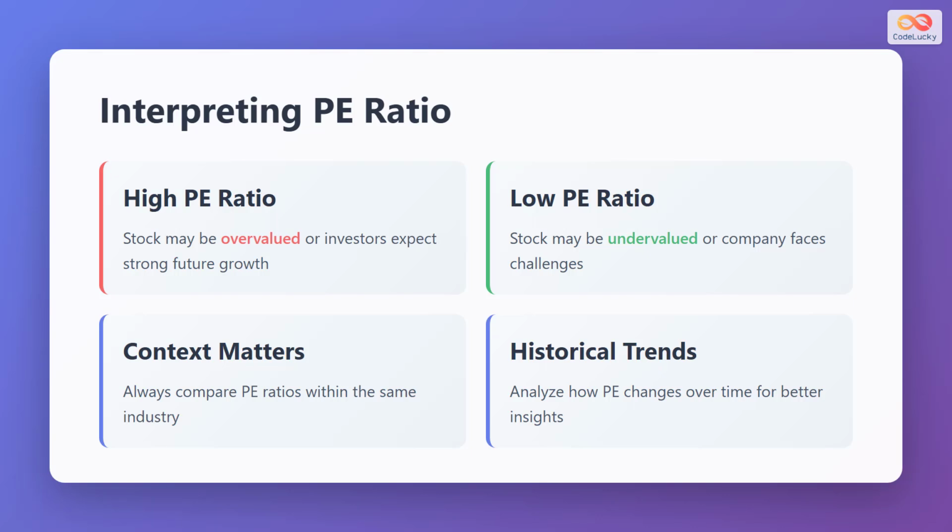Context is everything when interpreting P/E ratios. Always compare a company's P/E ratio to others in the same industry, because different sectors have different normal ranges. Also, analyze how the ratio changes over time to spot trends and patterns.